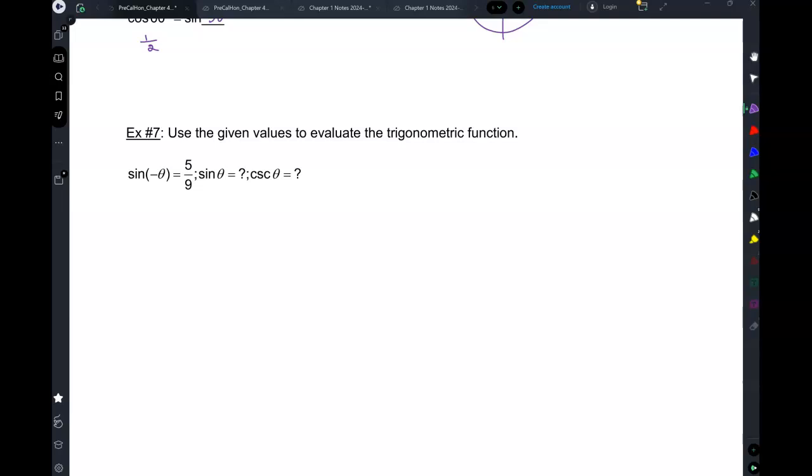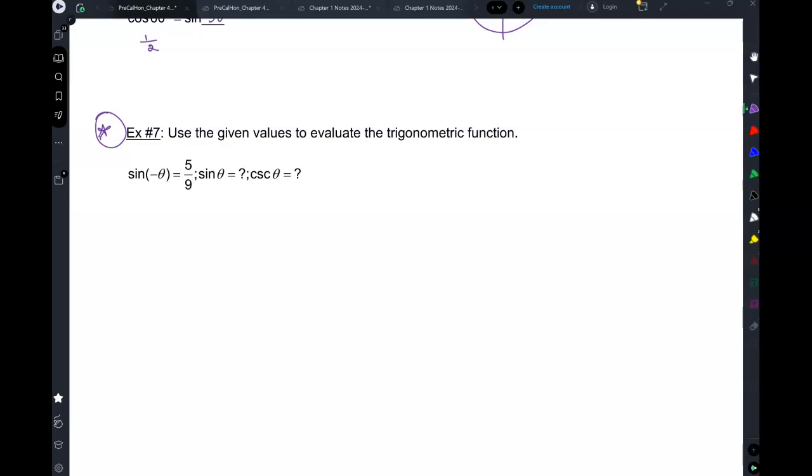Here we go. Use the given values to evaluate the trigonometric function. So we have sine of negative theta. Put a star next to this problem because it's important. There's a reason why it's here, because it's leading to what we're going to do in the next chapter. Everything here has a reason for being here. We are told sine of negative theta is 5 over 9. What is sine and what is cosecant?